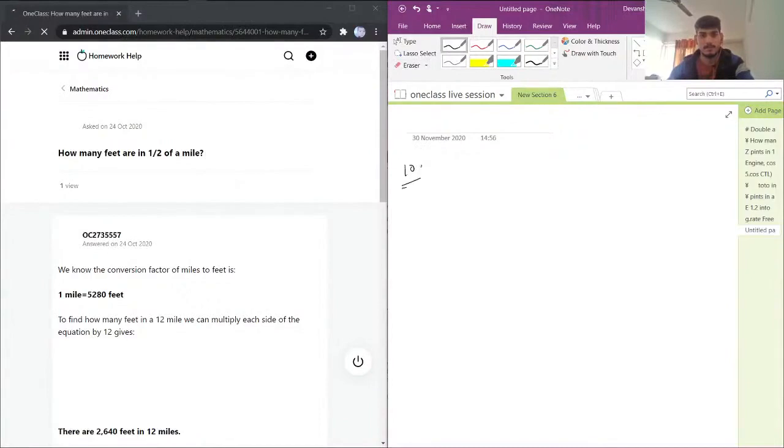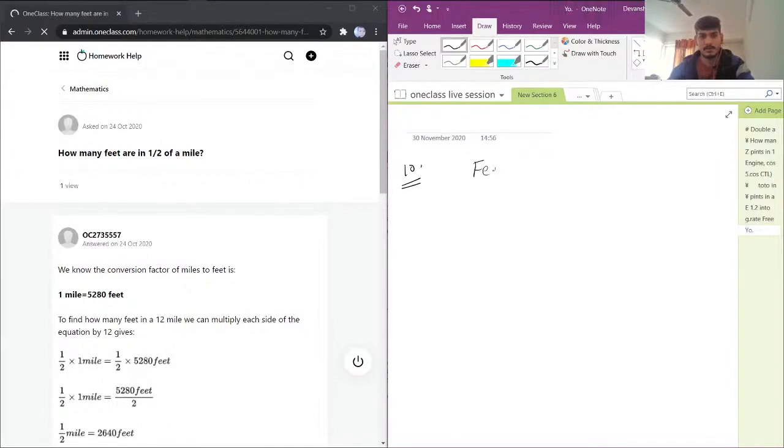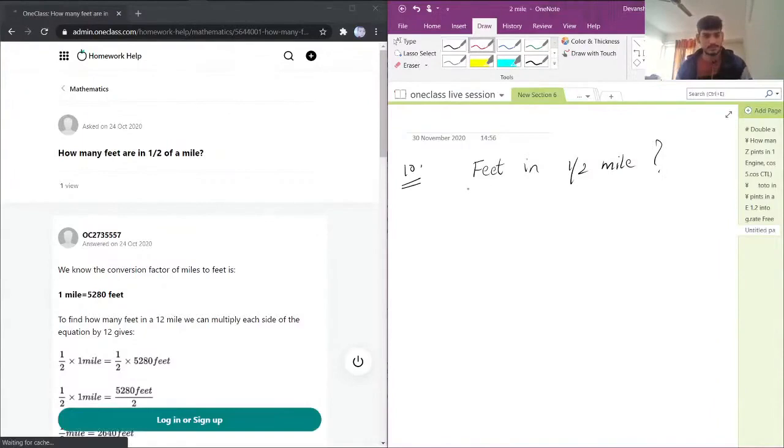Number 10. How many feet are in half of a mile? So, feet in half. So let me just check the conversion.